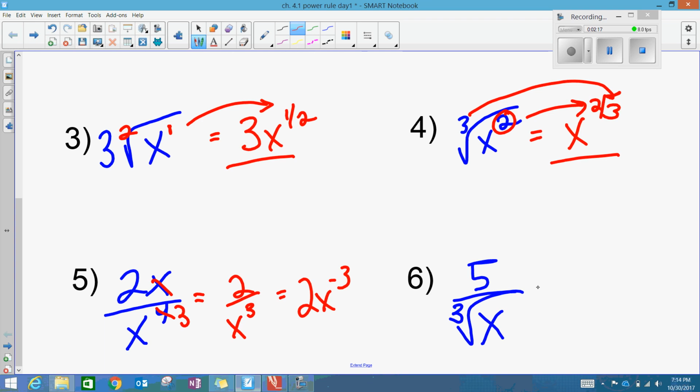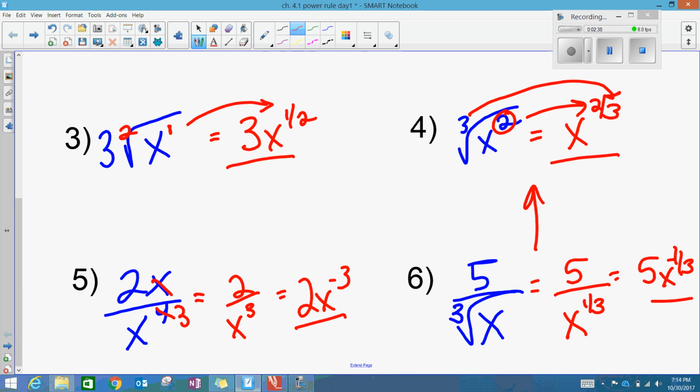If we look at number 5, we could first write this as 5 over x to the 1/3, so we're applying the rules from above. And then we can write it as 5x to the negative 1/3 to bring that x on top. Hopefully these sound familiar. If not, you'll get lots of practice with them, I promise.